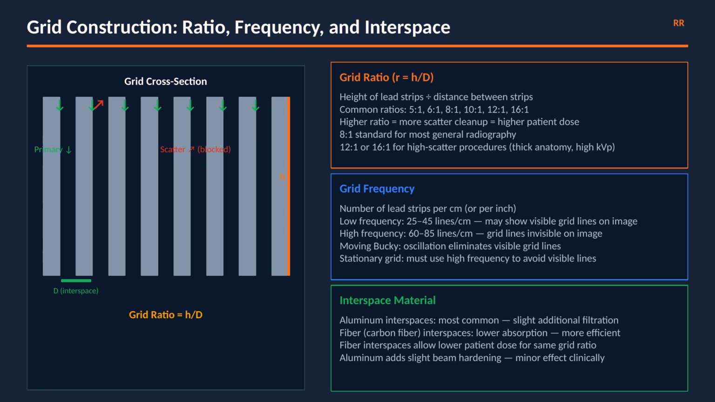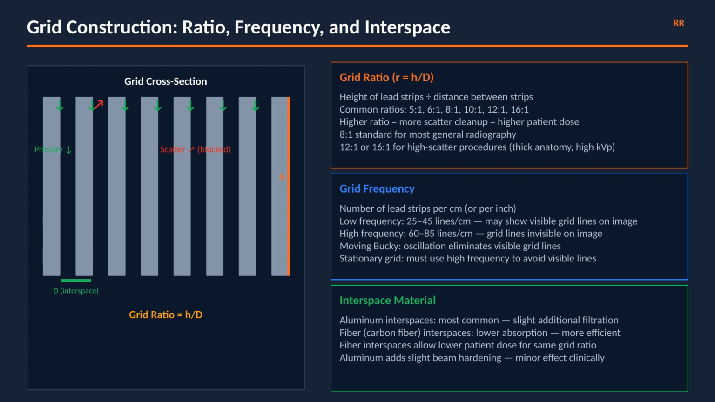Grid ratio equals height of the lead strips divided by the distance between adjacent strips, written as h divided by d. Increasing the height of the strips or decreasing the distance between them increases the ratio. Common diagnostic ratios: 5:1, 6:1, 8:1, 10:1, 12:1, and 16:1. Higher ratio, better scatter cleanup, but more patient dose and more strict alignment requirements. 8:1 is the standard for most general radiography. 12:1 or 16:1 for high scatter work.